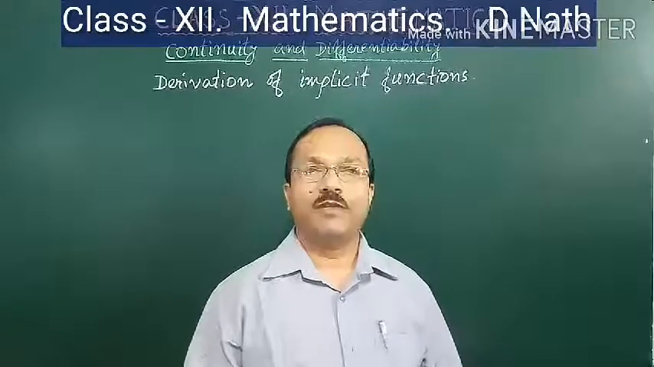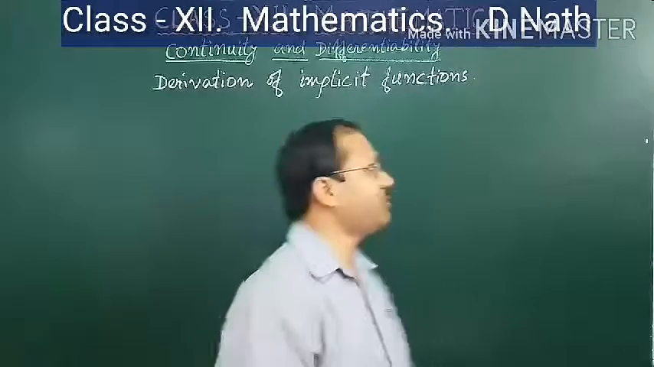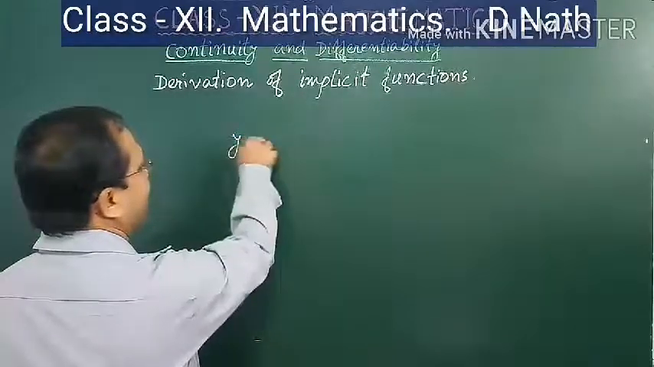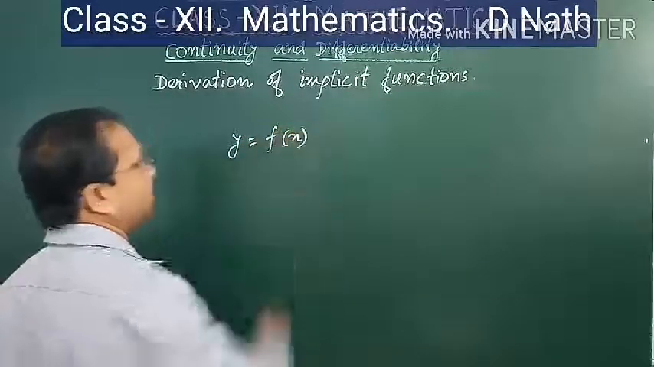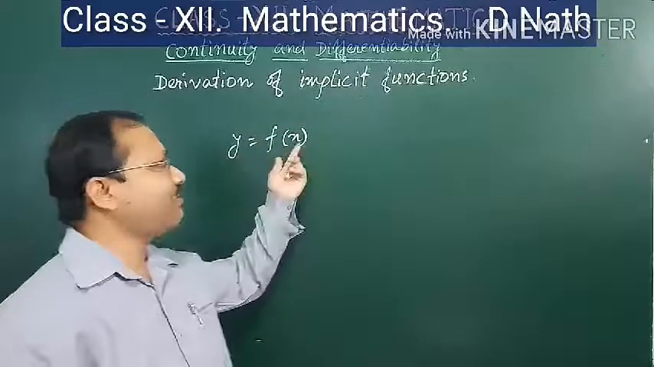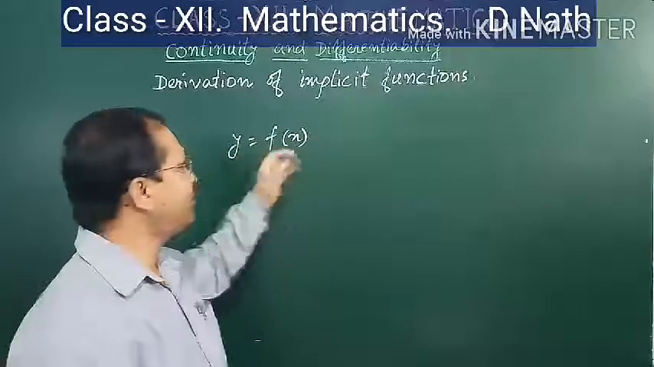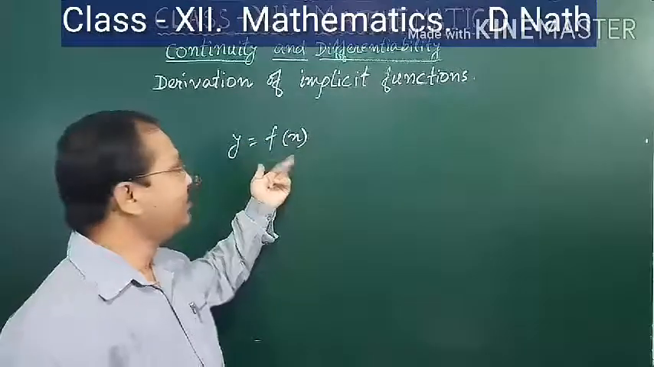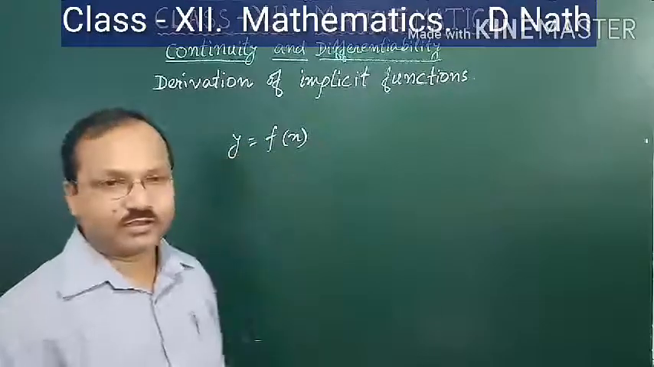So what is an implicit function? First we will see what an explicit function is. Say y is equal to f(x). Here y is given in terms of x, so y is a function of x. So it is an explicit function.